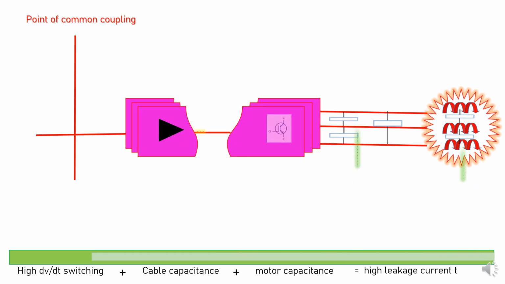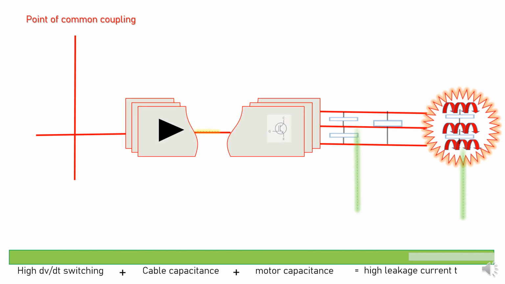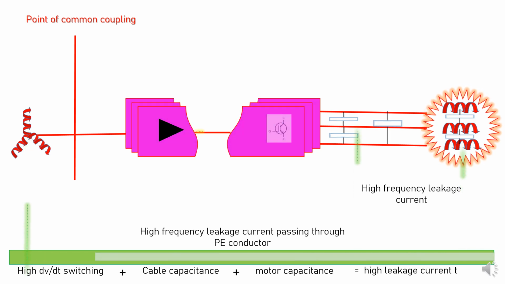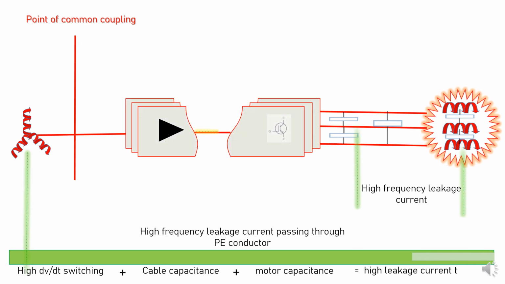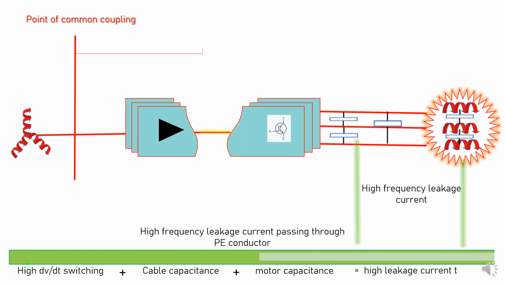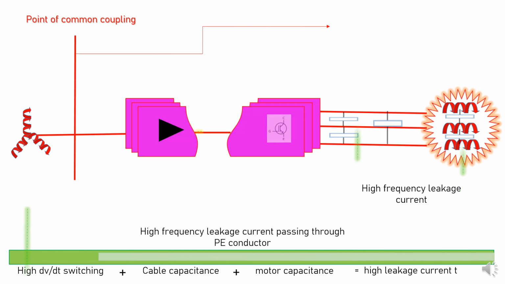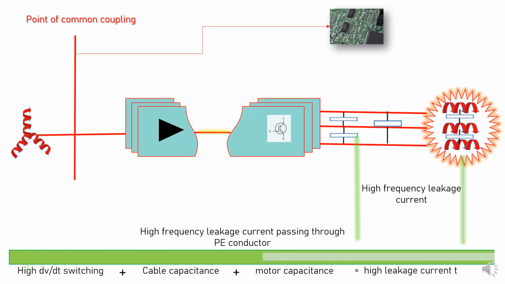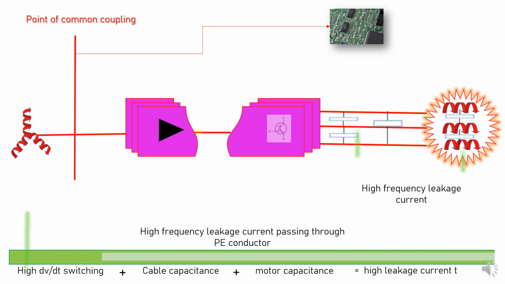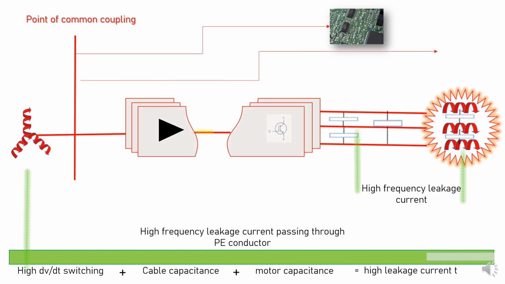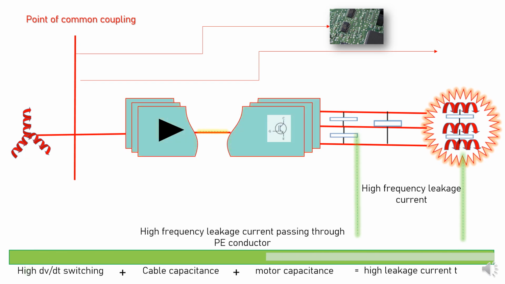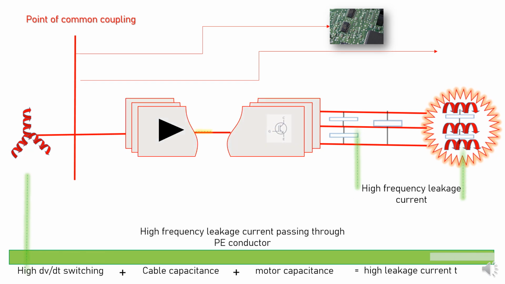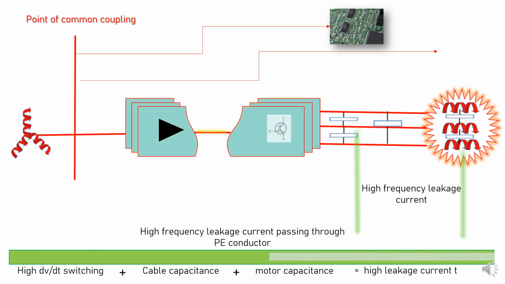And this leakage current, you can see it will flow through this power. From the bottom side, you can see the high leakage current will flow through the PE conductor. And through this PE conductor, you can see it is passing to the source. This is the point of common coupling. The leakage current is passing to the source, and from this point of common coupling, it should go back to the source. As a common practice, the leakage current generated by the VSD equipment should again go to the source, and that is called a good ideal closed circuit.